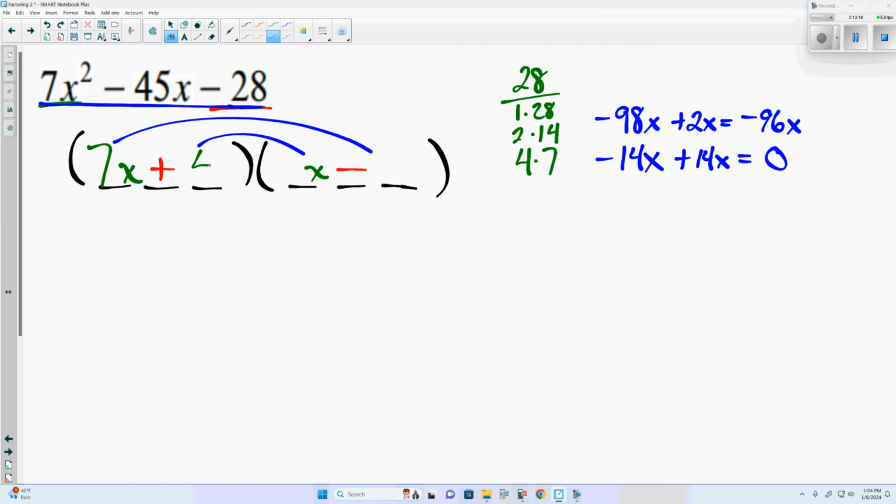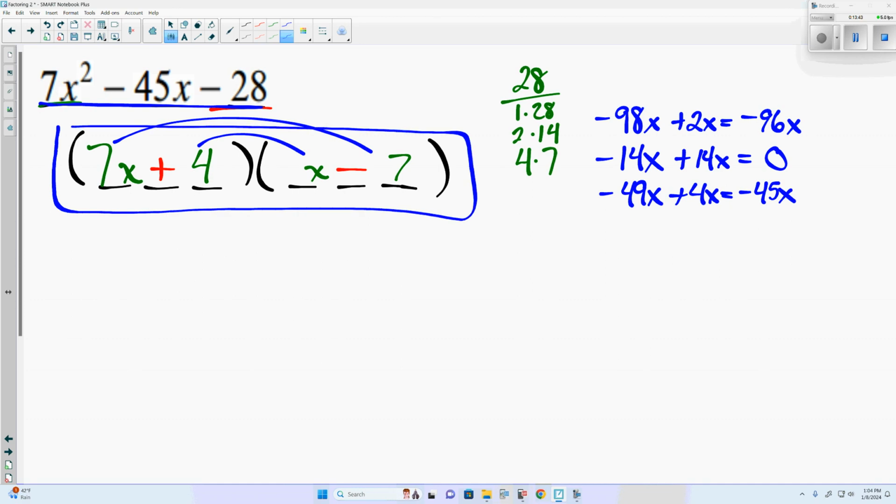4 and 7. And we can check this here. 7x times negative 7 is negative 49x. Positive 4 times x is positive 4x, or plus 4x. Negative 49x plus 4x is negative 45x. Is that what we wanted? So 7x plus 4 times x minus 7 is our final answer.